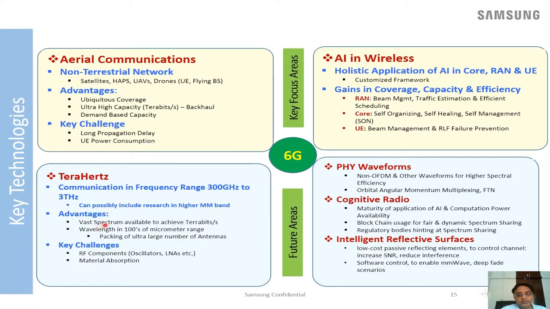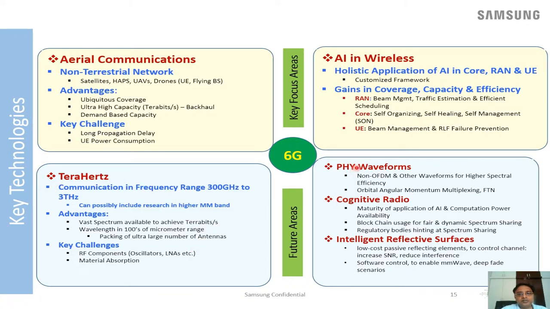And of course, as we move higher in the frequency, the wavelength gets reduced. So packing of an ultra large number of antennas is possible, and that would help enhance the beamforming gains possible in this system. Of course, the challenges are humongous. There are RF components, oscillators and LNAs which need to be designed to really support operating at this frequency. And the kind of propagation that terahertz communication will have needs to be studied, because there is significant absorption that happens in terahertz frequencies. These have to be solved in this particular subtopic.